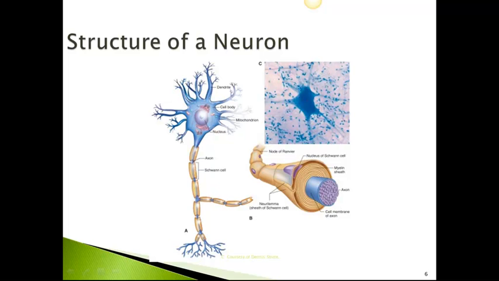B is a segment of a myelinated axon. So as you can see, the axon, and then the myelin sheath surrounds it in several layers, which the myelin sheath consists of many layers of Schwann cells. And then C is a neuron under a microscope, and what that looks like.